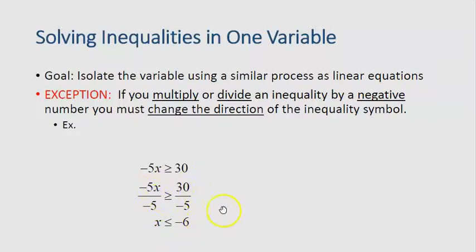We divide the same way. Negative 5x divided by negative 5 is positive x, and 30 divided by negative 5 is negative 6. If you don't flip the direction of your inequality symbol, you actually are finding the complement of the solution set.